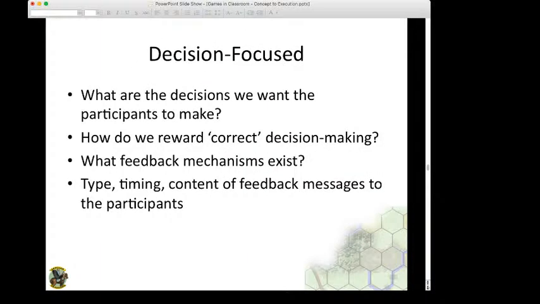All right, so when we're decision focused, what are the decisions we want those participants to make, and how do we reward that correct decision making? Do we let them continue on in the game? Are we giving them points as whatever the score is? Like, what's the feedback mechanism that you're providing to your participants to say, hey, I'm doing good, or I'm not doing good? And so what's the type, timing, and content of those feedback messages to your participants?